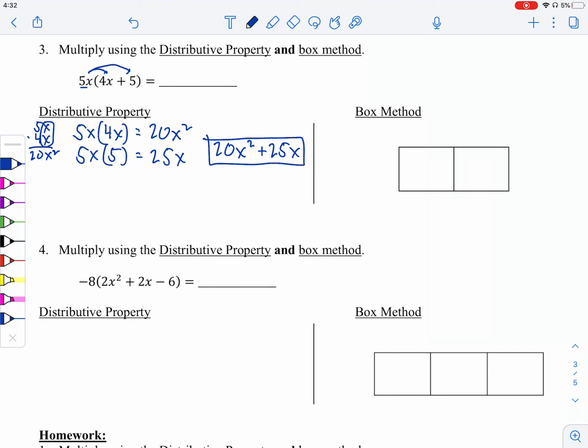Using our box method, right? We write our first term, 5x, our monomial. Our binomial is 4x and positive 5. We multiply that, 5x times 4x, 20x squared. 5x times 5, 25x. Same thing, right? So we got 20x squared plus 25x, because it's a positive 25x.